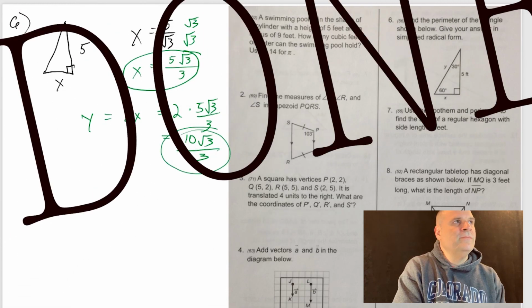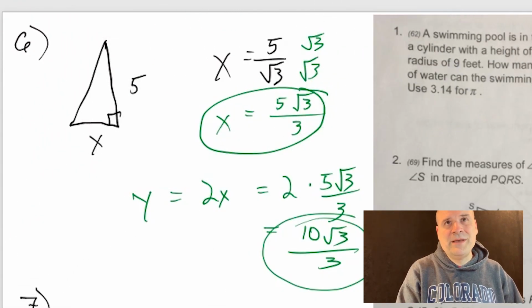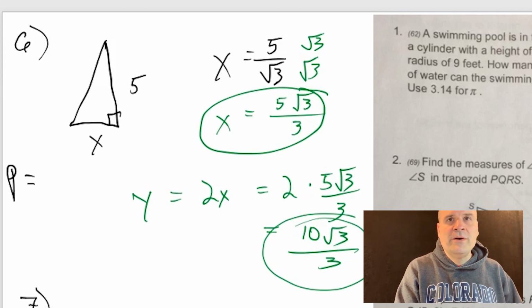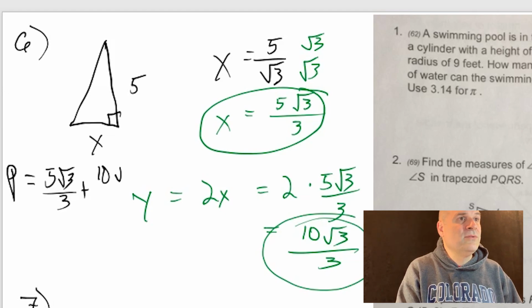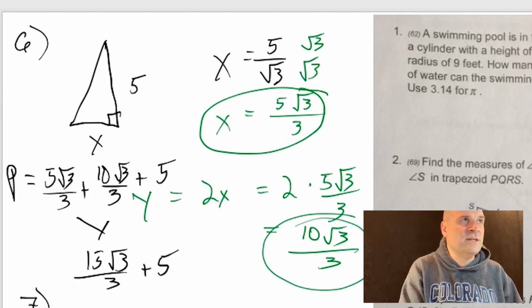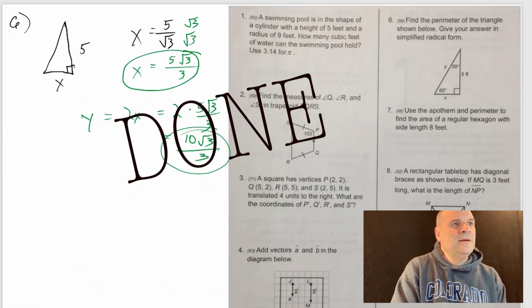Okay, boom, we're done. Oh, I just realized that we have to find the perimeter in number 6. So perimeter is equal to all the sides added together, right? So we have our x, which is 5 radical 3 over 3, plus our y, which is 10 radical 3 over 3, plus our only side that's given, 5. Okay, well, let's add these fractions together. So we get 15 radical 3 over 3 plus 5. Well, this just reduces nicely to 5 radical 3 plus 5. That's our perimeter. Cool.